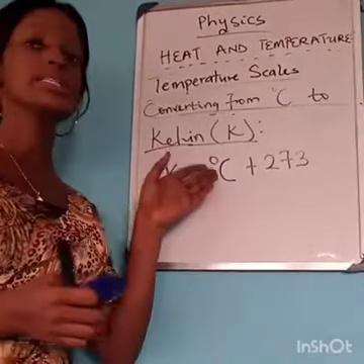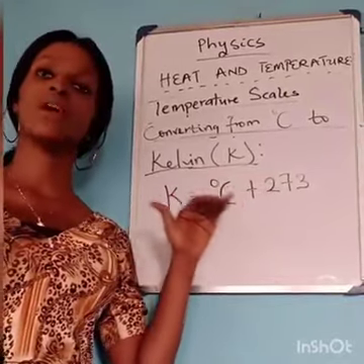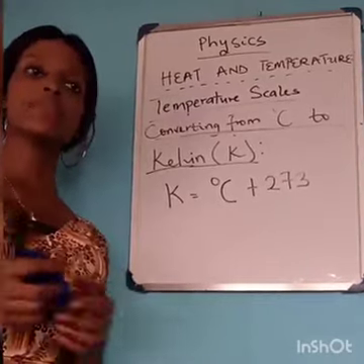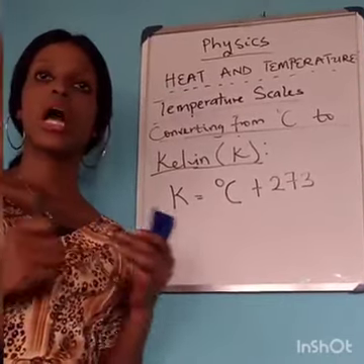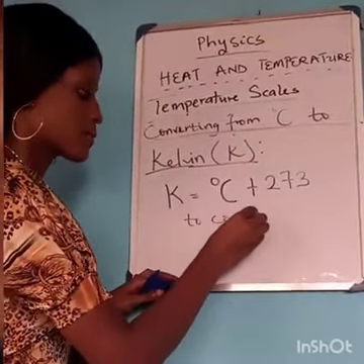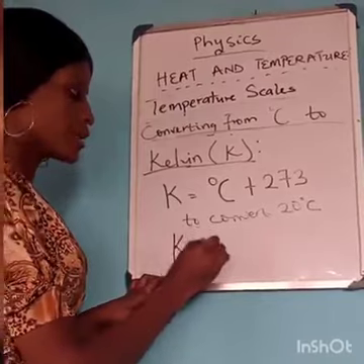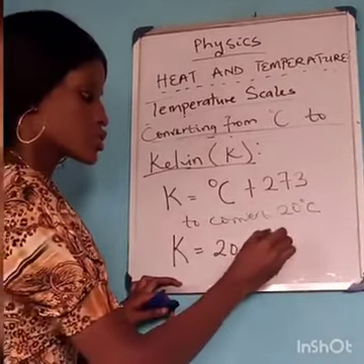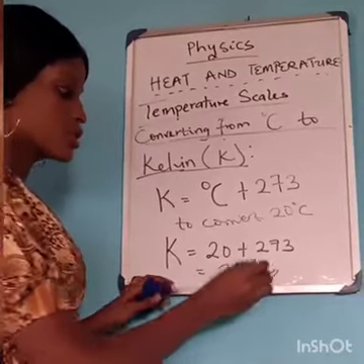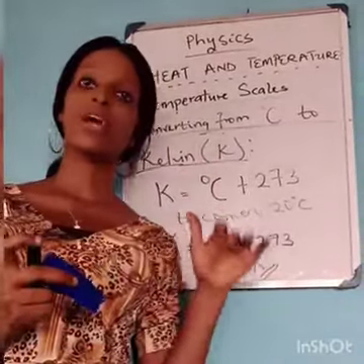When you're given a value in degrees Celsius and you're asked to convert it to Kelvin, simply add 273 to the value, and that gives you your value in Kelvin. For instance, if you are given the value as 20 degrees Celsius and you are asked to convert it to Kelvin, what would you do? 20 degrees Celsius in Kelvin will be 20 plus 273, which is 293 Kelvin. So 20 degrees Celsius is equivalent to 293 Kelvin.